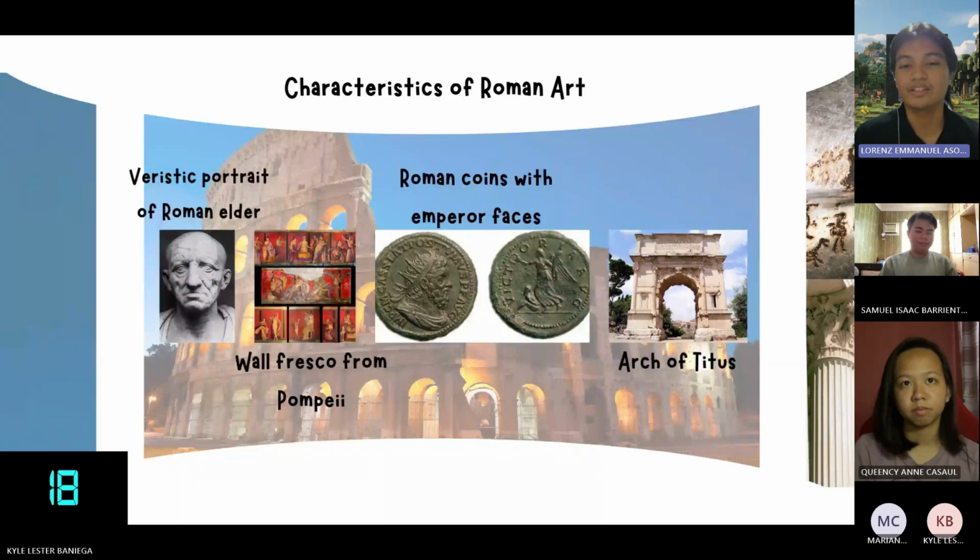For its characteristics, Roman art is realistic and detailed. Unlike ideal Greek forms, Romans depicted age, emotion, and flaws, capturing individuals as they were.